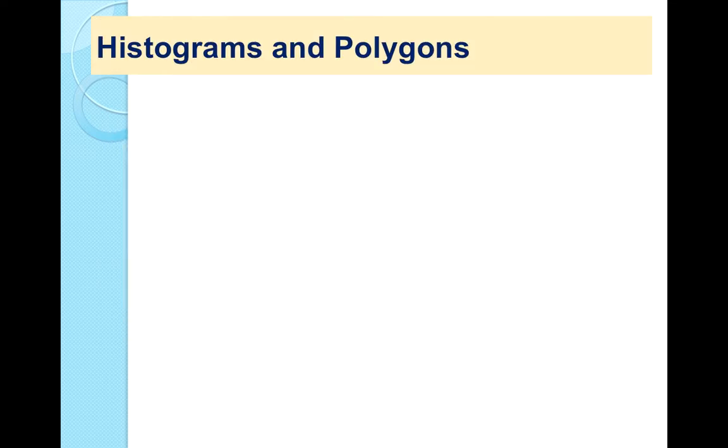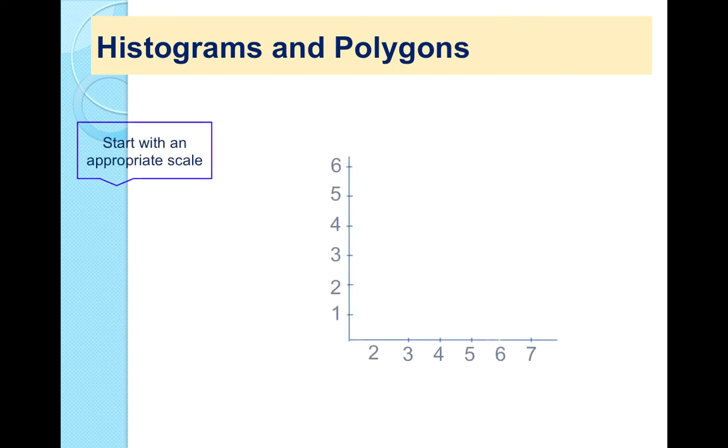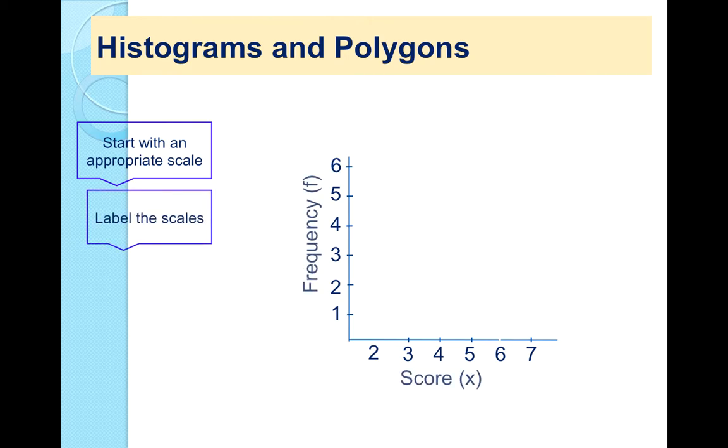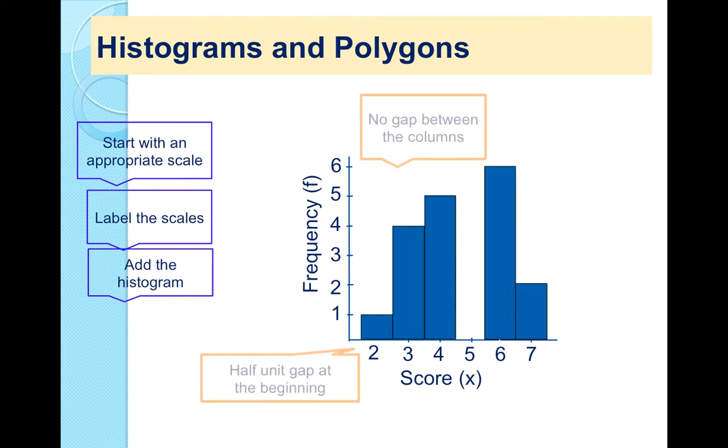When we do histograms and polygons, we need to work as accurately and neatly as possible so that we can get accurate readings from that. Start with an appropriate scale, label the scales, and then add the histogram with no gaps between the columns and a half a unit gap at the beginning.